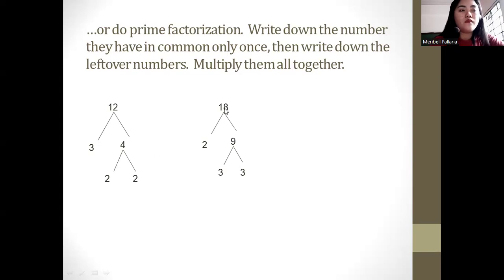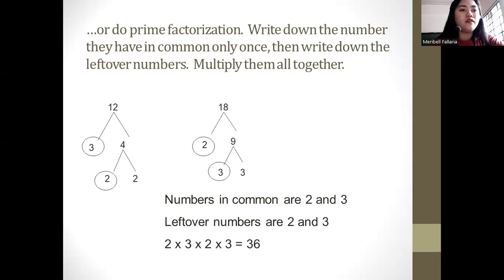So now we get the 12 prime numbers. Next, let's have 18. Two numbers that if you multiply, the answer will be 18. We have 2 times 9. 9 is not a prime, that's why we're going to expand. 3 times 3. So now we get the prime numbers. Then, next step is we're going to find the common. Okay, we have 3, 2, 2, and 3. Ayan, common, parehas.